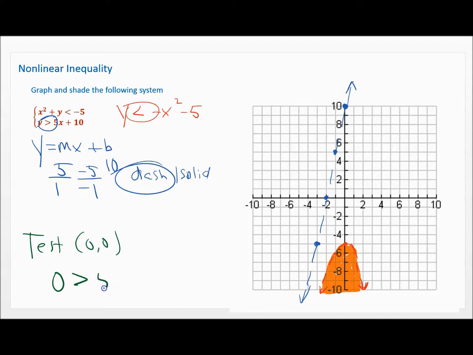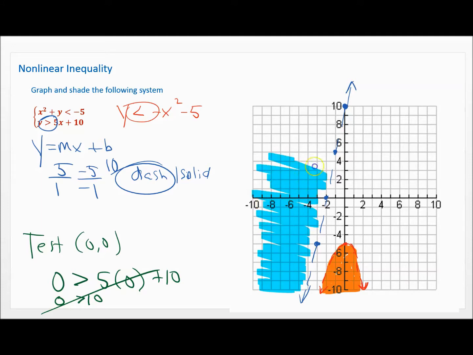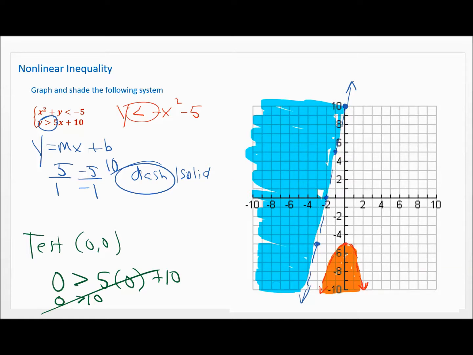So 0 is greater than 5 times 0 plus 10. This says 0 is greater than 10. Is that true? Definitely not. That means I don't shade the side with 0, 0. I shade the other side. So let's shade the other side. And this is what we have, right? Remember, my answer is what's shaded for both. What is shaded for both? None of them, right? There is no solution to this inequality.